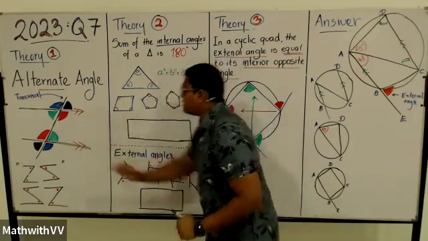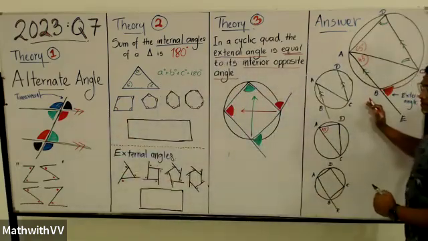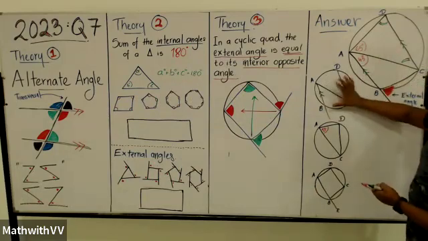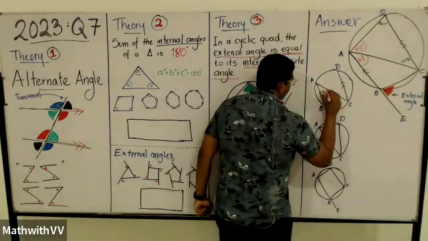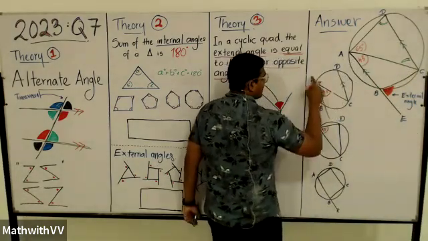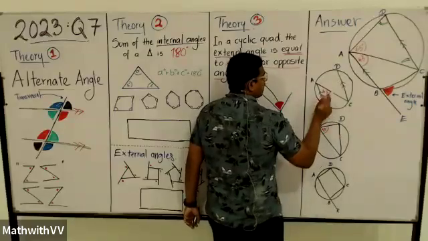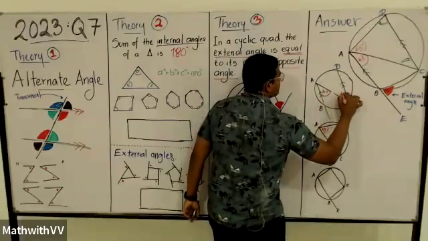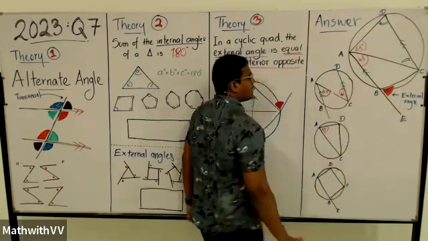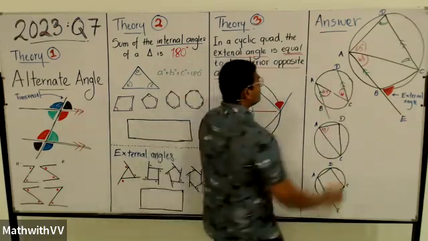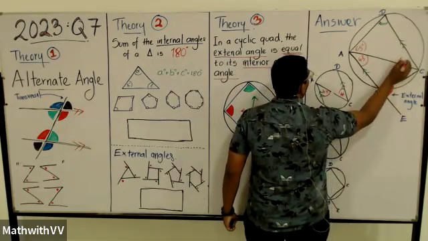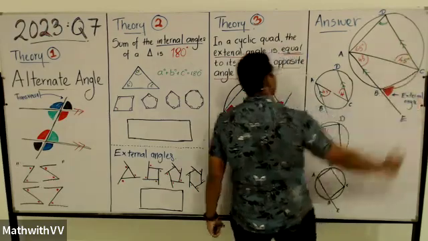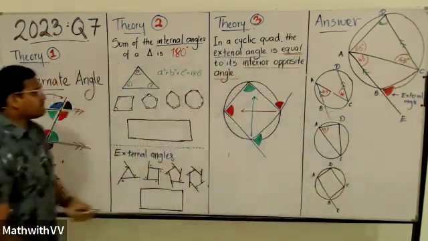So based on this theory, if I take the images separately and focus only on this, they say this is 45 degrees. It is like a Z. If this is 45, this angle is also 45. Why? Alternate angles. This is 45, so this is also 45 for me. Done.